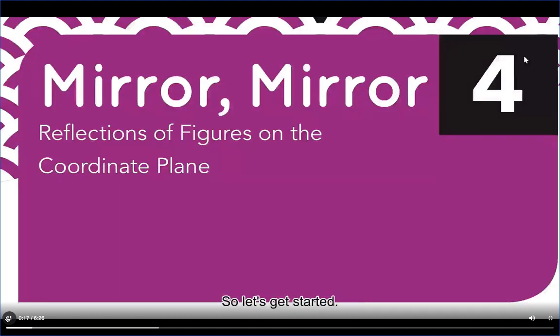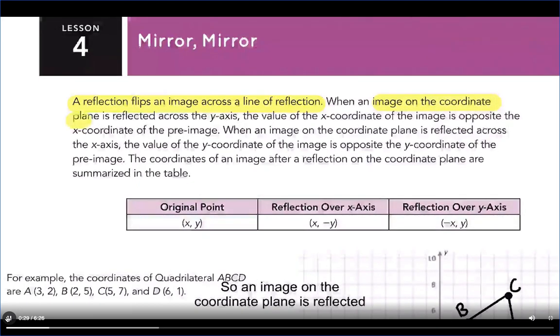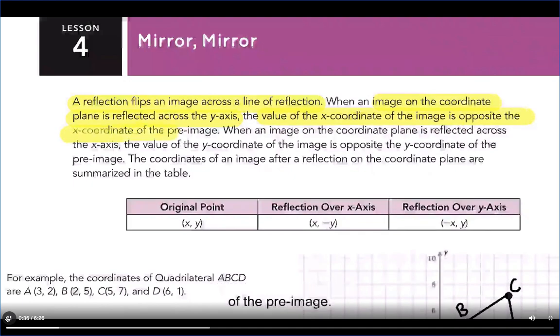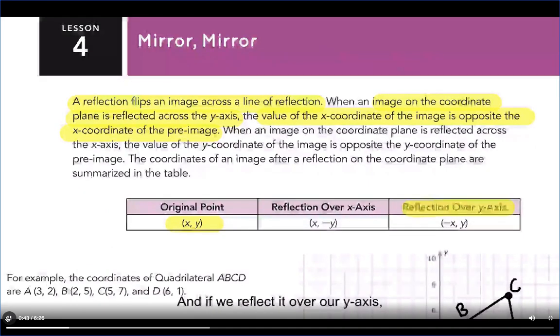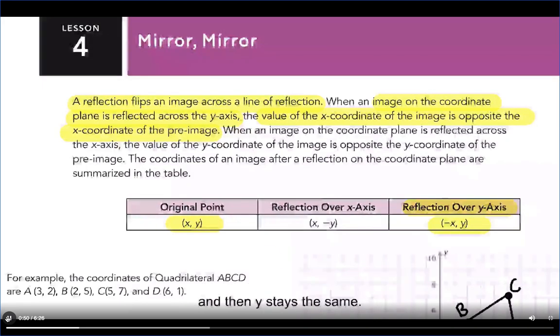So let's get started. Remember that a reflection flips an image across a line of reflection. With a line of reflection, we can look at our y-axis and our x-axis. If an image on the coordinate plane is reflected across the y-axis, then the value of the x-coordinate of the image is opposite of the x-coordinate of the pre-image. So we start off with our original point, x, y, and if we're reflecting over our y-axis, our x becomes the opposite of our x value, and y stays the same.